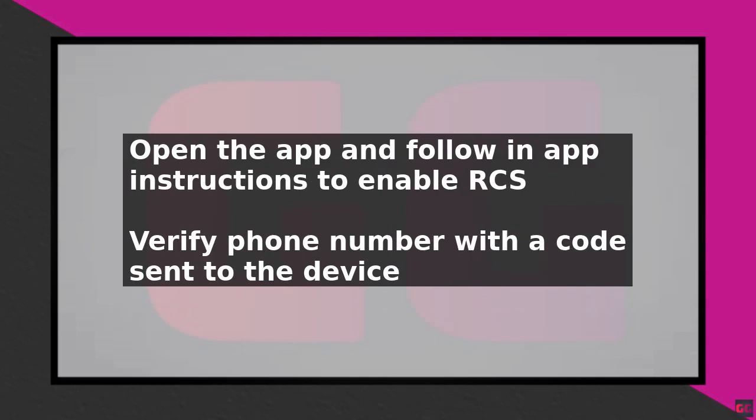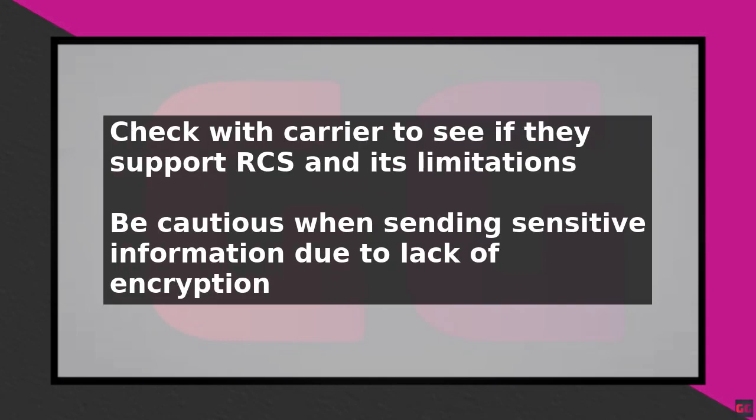You may need to enter your phone number and verify it with a code sent to your device. After verifying your phone number, you should be able to send and receive rich text messages with other users who have RCS enabled. Keep in mind that RCS is not supported by all carriers, so you may need to check with your carrier to see if they support it. Additionally, not all devices support RCS, so you may not be able to send rich text messages to everyone.